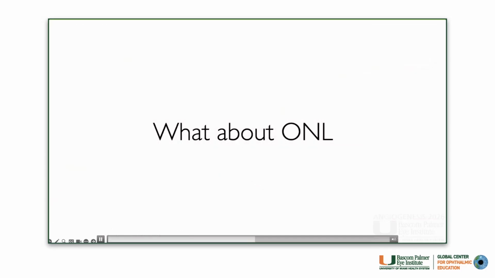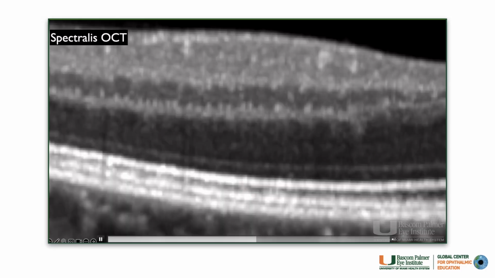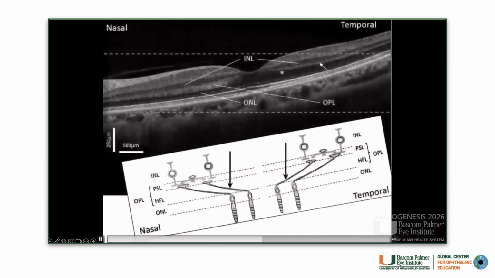What about the outer nuclear layer? We know the outer nuclear layer in normal OCTs can be visualized all together with the Henle fiber layer. And we know that only by tilting the image and allowing the light to reflect more on the Henle fiber layer, we can differentiate the outer nuclear layer from the outer plexiform layer or the Henle fiber layer.